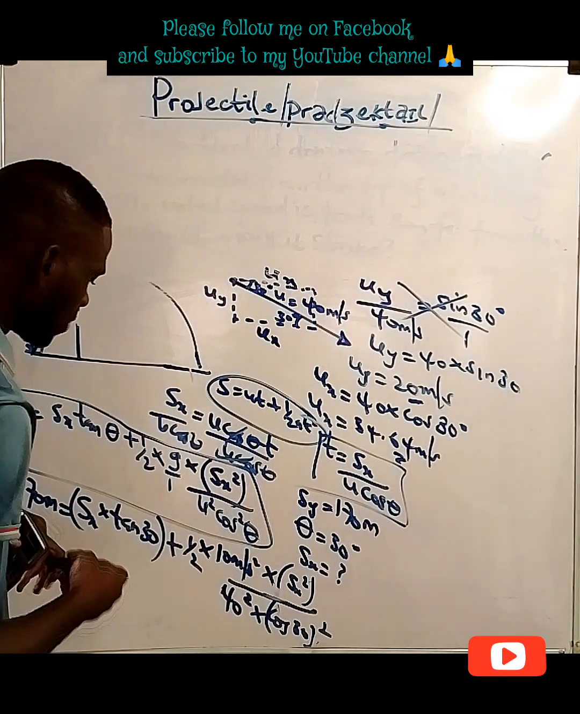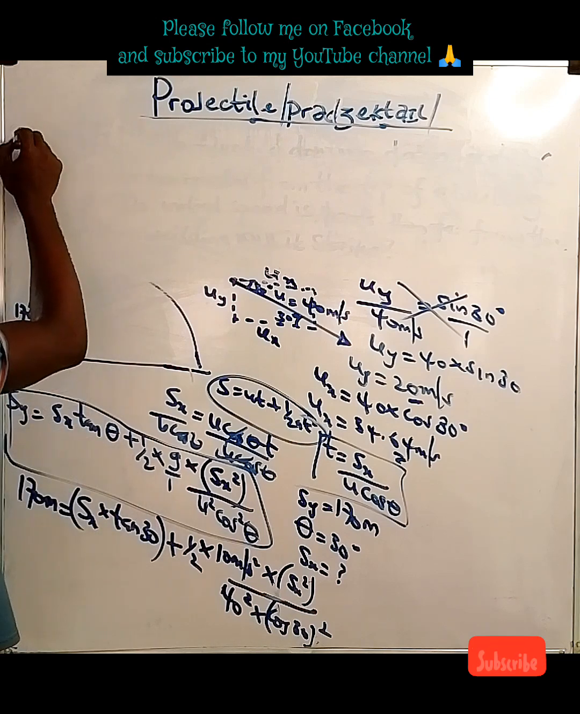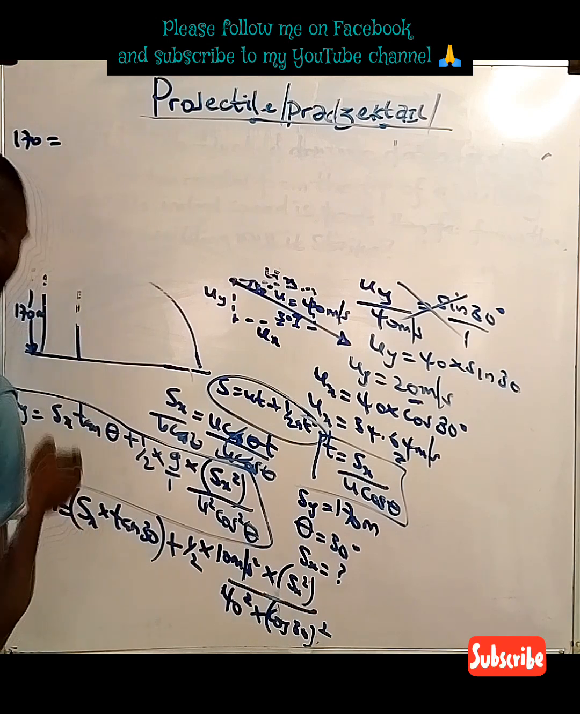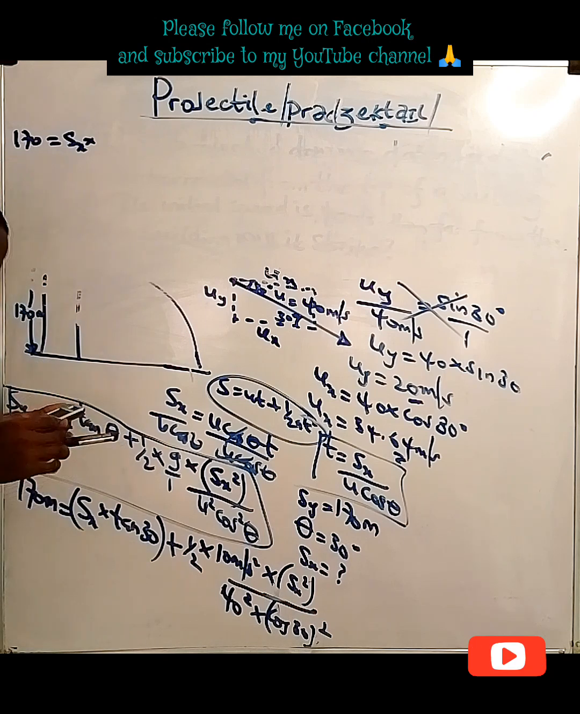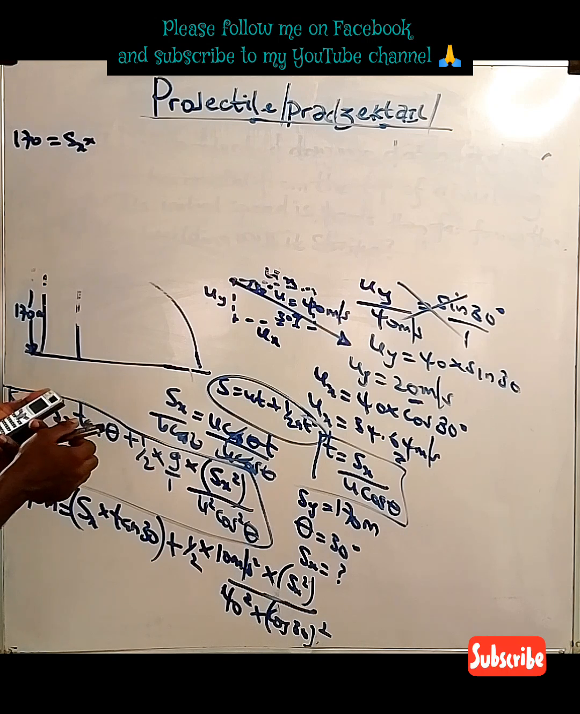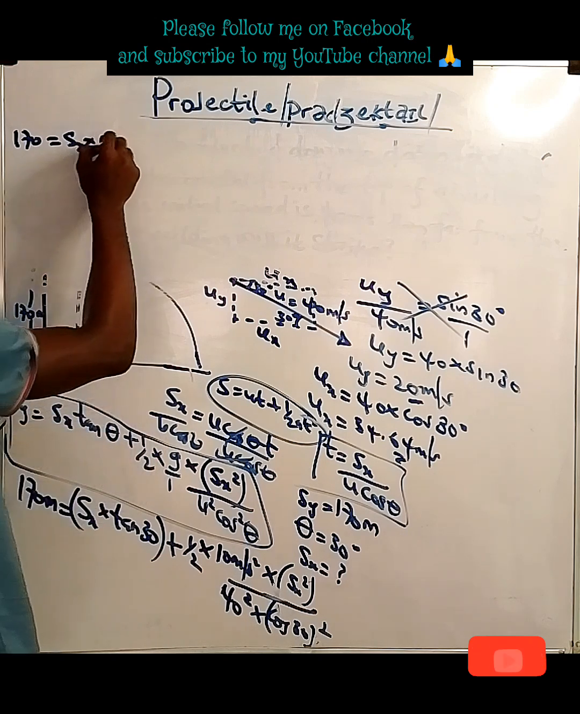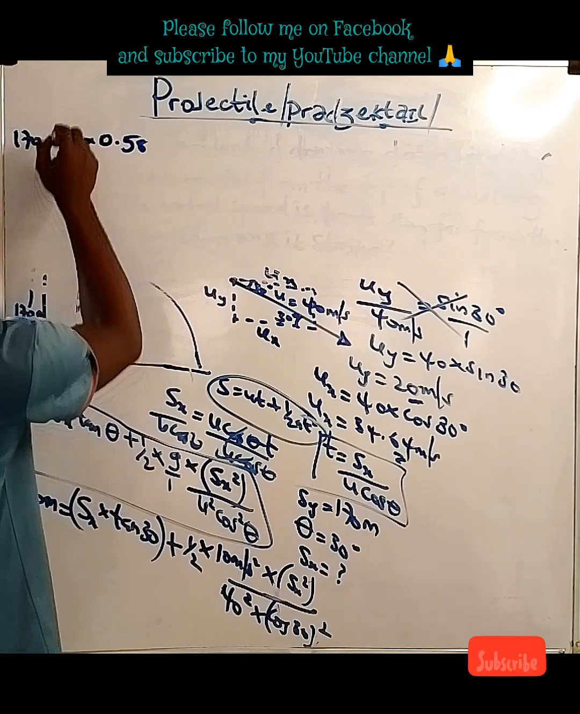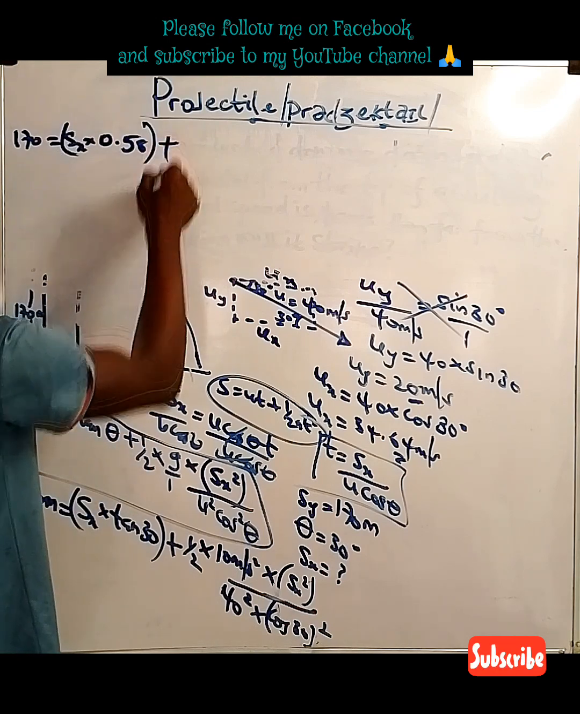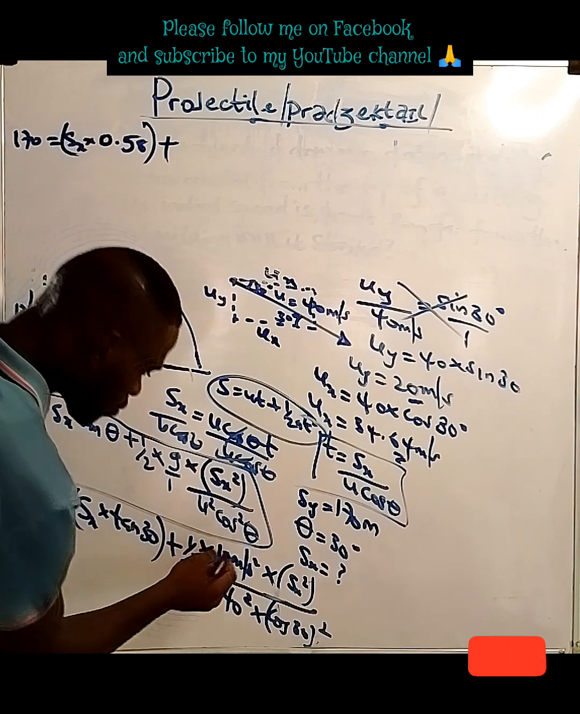So what do we do next? We open up the whole thing. 170 equals distance times tan 30. What is tan 30? Tan 30 will give us 0.57735. Let's use that approximately, 0.58, to 2 decimal places.